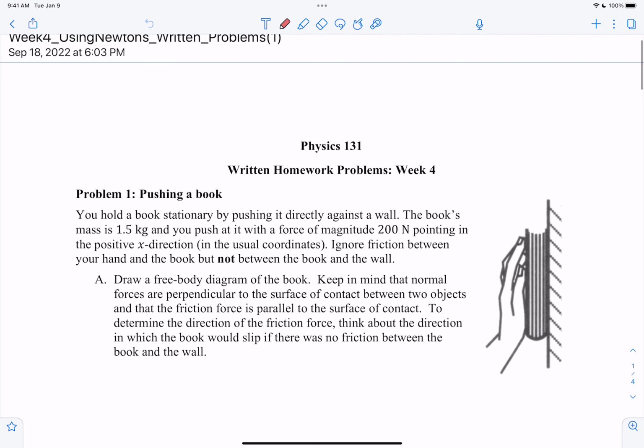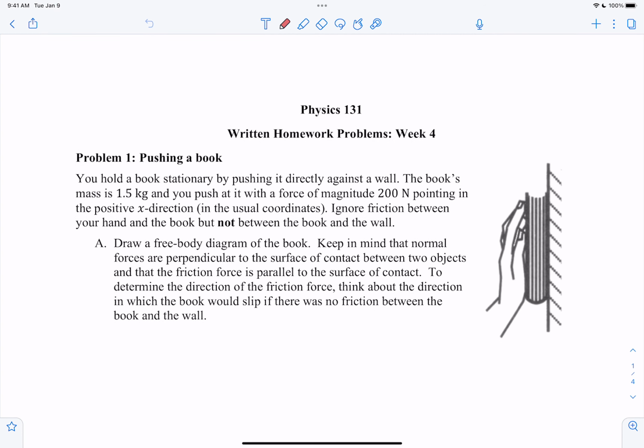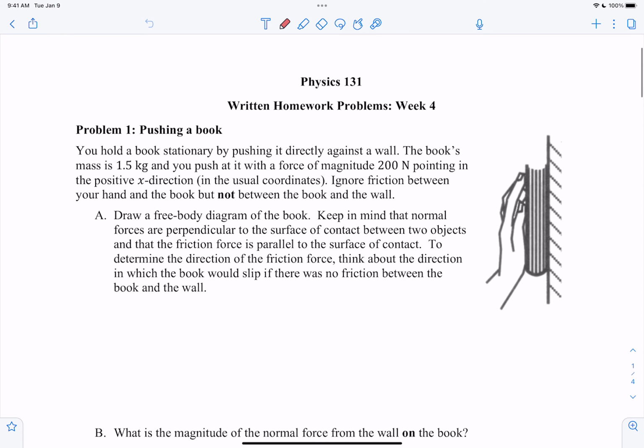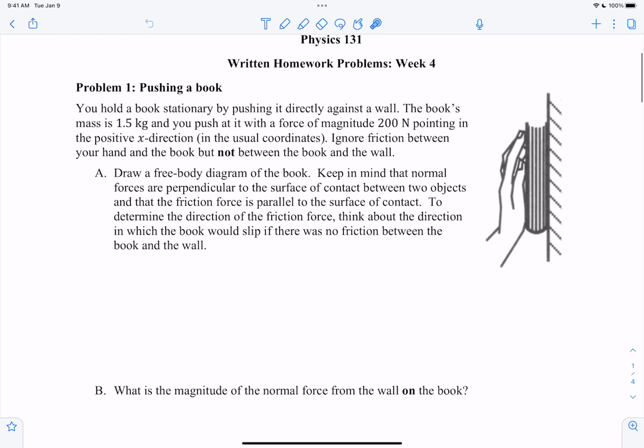So for problem 1, we have pushing a book. It says you hold the book stationary by pushing it directly against the wall. The book's mass is 1.5 kilograms, and you push at it with a force of magnitude 200 newtons, pointing in the positive x direction, in the usual coordinates. It says to ignore friction between your hand and the book, but not between the book and the wall. That's a very interesting bit right here, where it says ignore friction between your hand and the book, but not between the book and the wall, right?